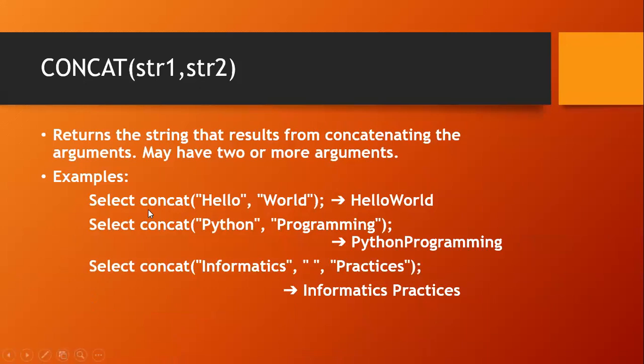For example, select concat('hello', 'world'). You will get an output of helloworld, and the second string will be joining immediately after the first string. There is no gap between the first and second string. That point is to be noted. There is no space between the two strings. They will be joined together.